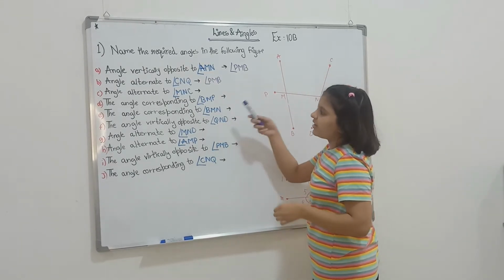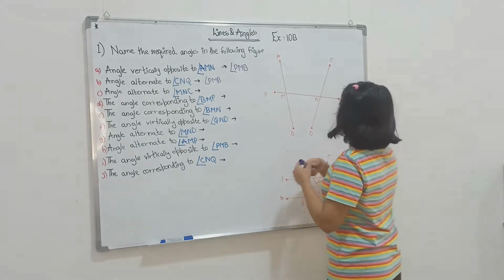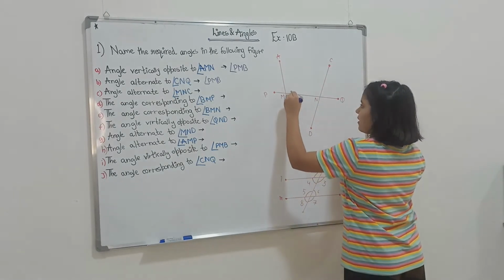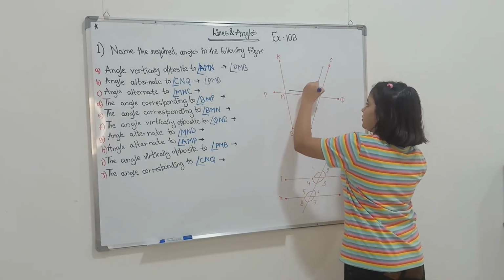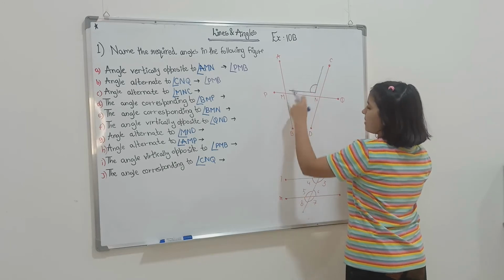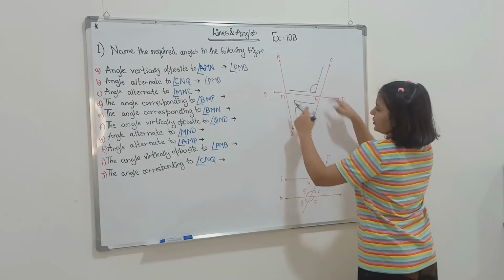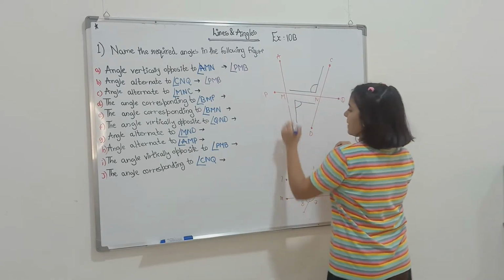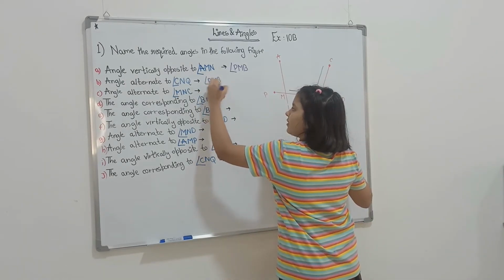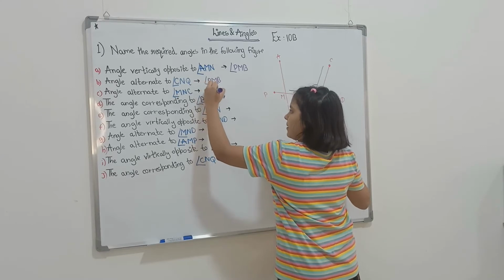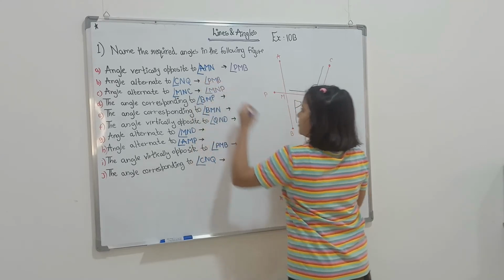Next is angle alternate to MNC. Angle alternate to MNC is NMB. So these two are alternate. So NMB.